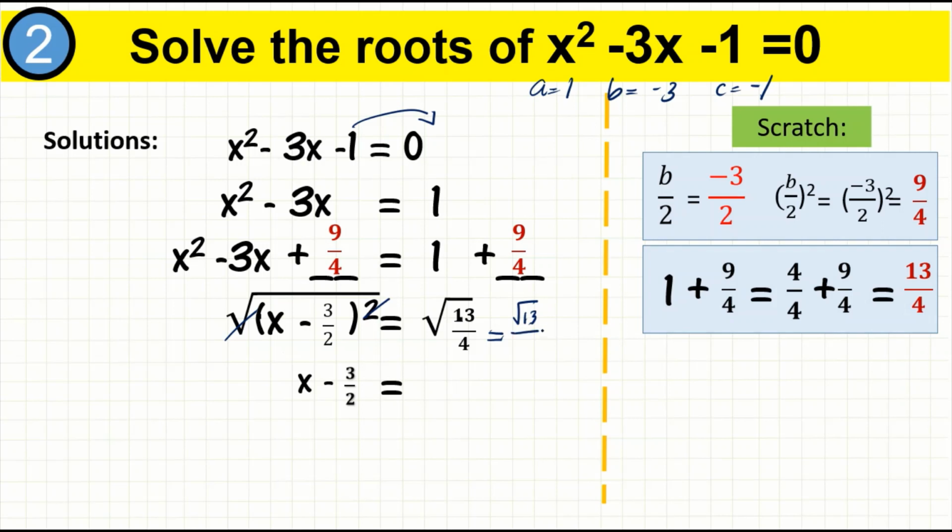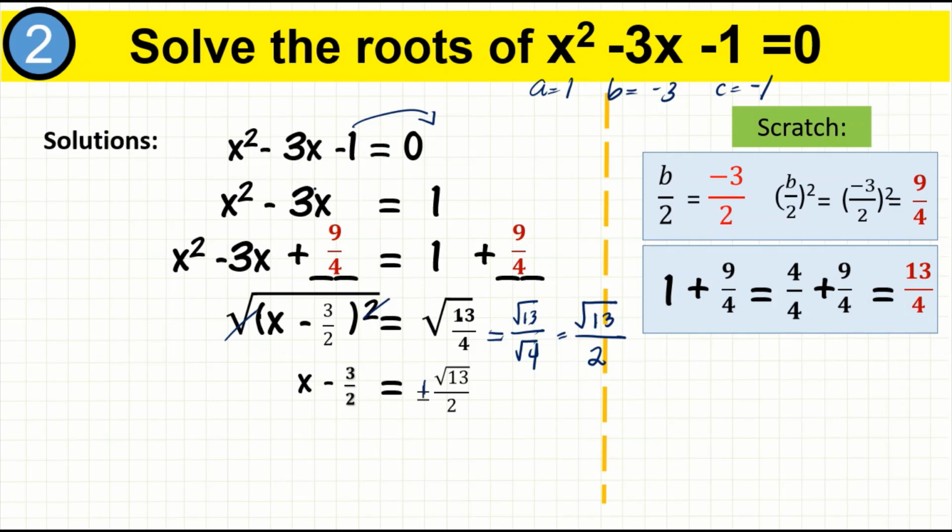Okay, so we all know that square root of 13 over 4 can be written as square root of 13 over square root of 4. Can we simplify square root of 13? Hindi na. So, lagay natin square root of 13 over square root of 4. Can we simplify this? Yes, we all know that square root of 4 is equal to 2. Okay, so therefore, we have positive and negative square root of 13 over 2.